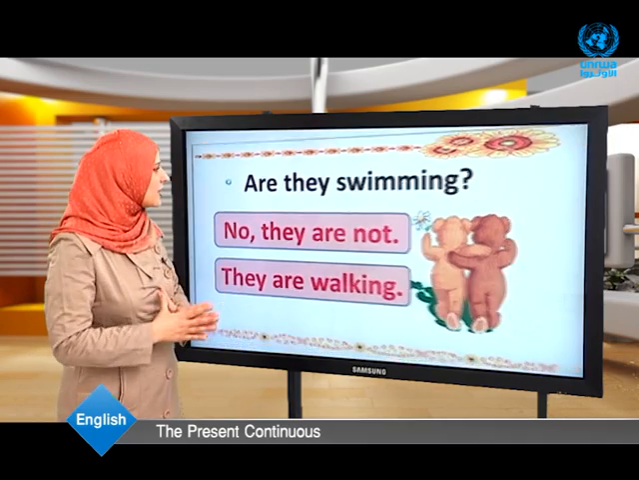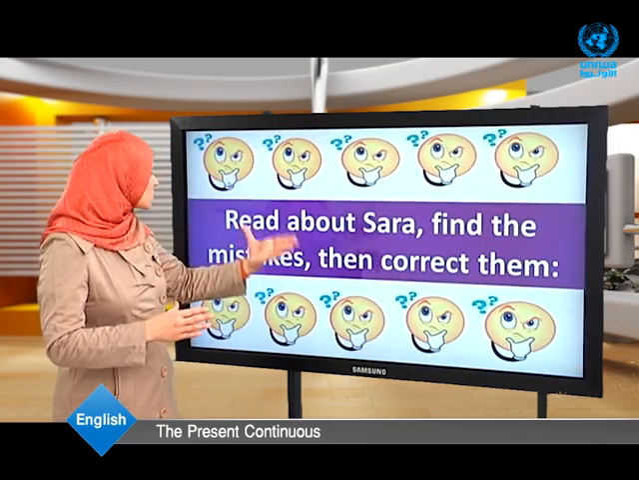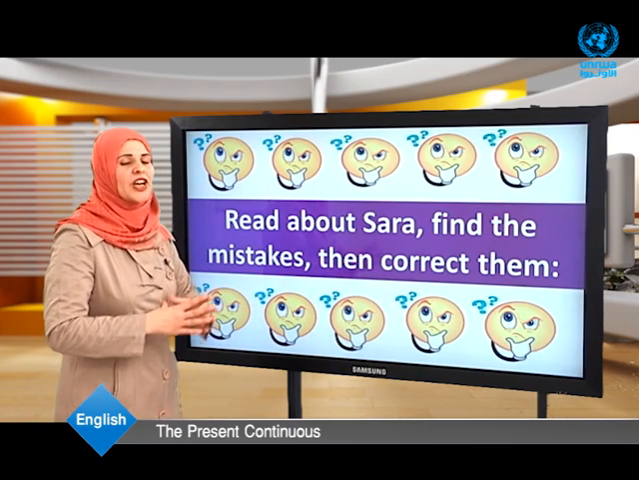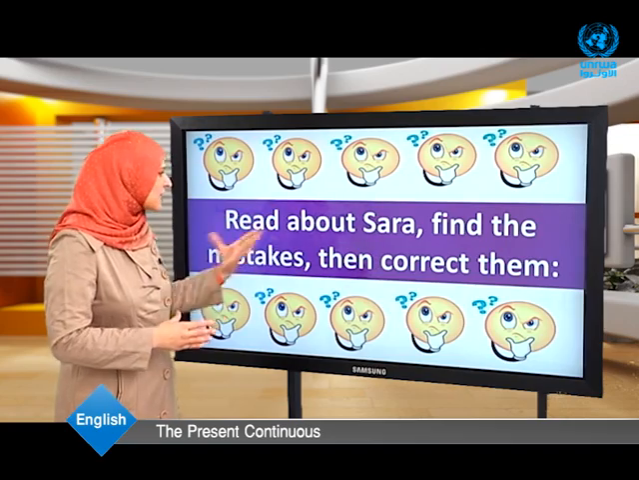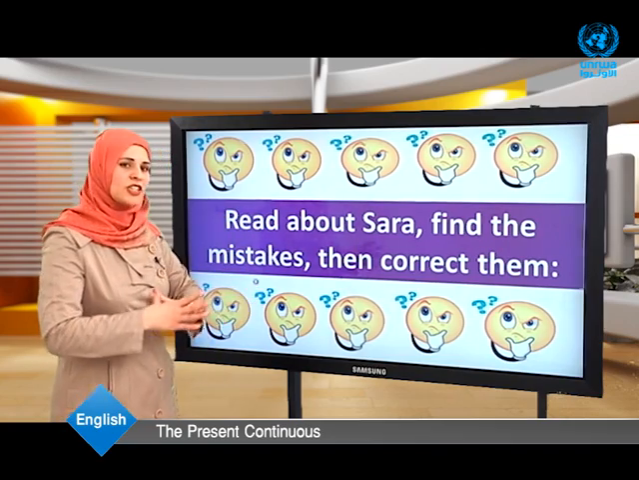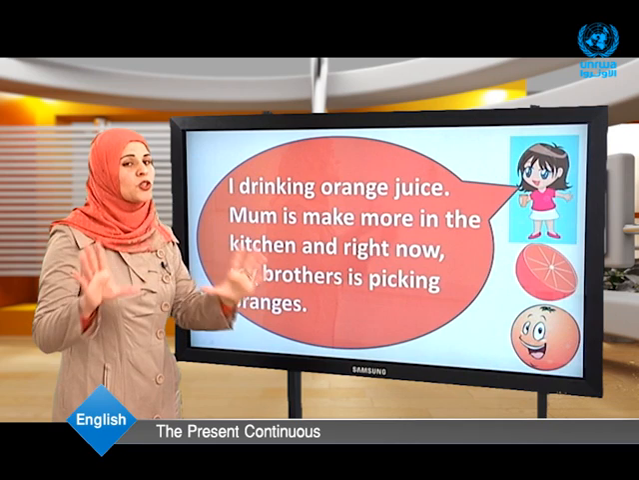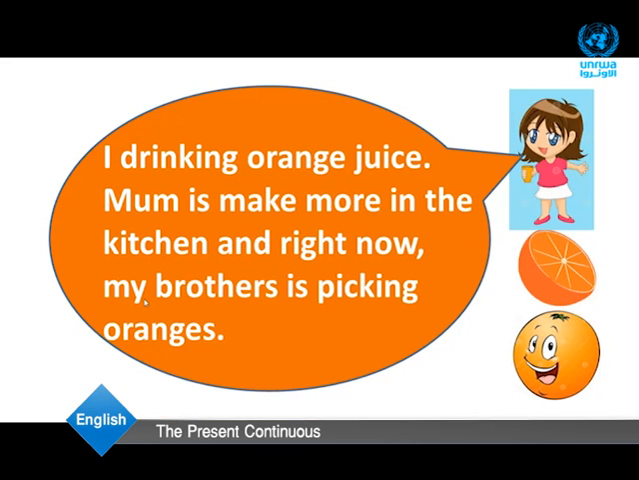Let's have another activity. Read about Sarah, find the mistakes, then correct them. Once again, read about Sarah, find the mistakes, then correct them. I want you, dear students, to read about Sarah yourself. Then we are going to find the mistakes together. Read.